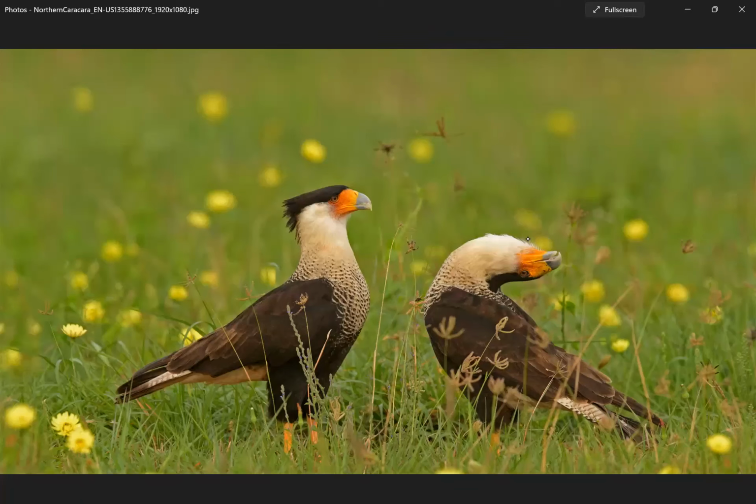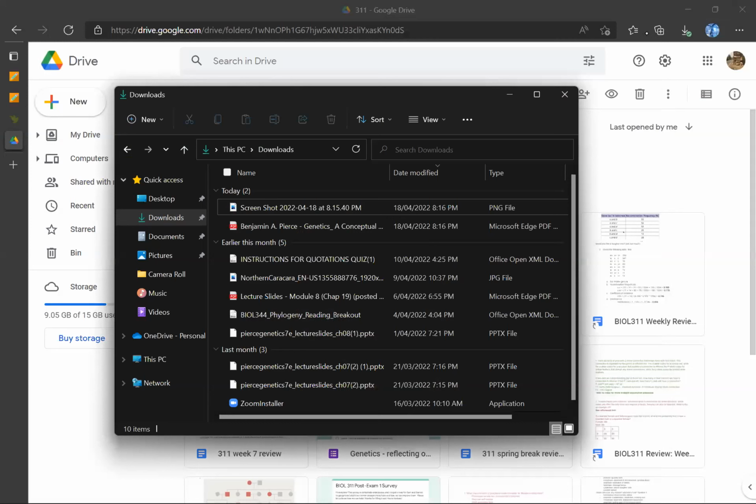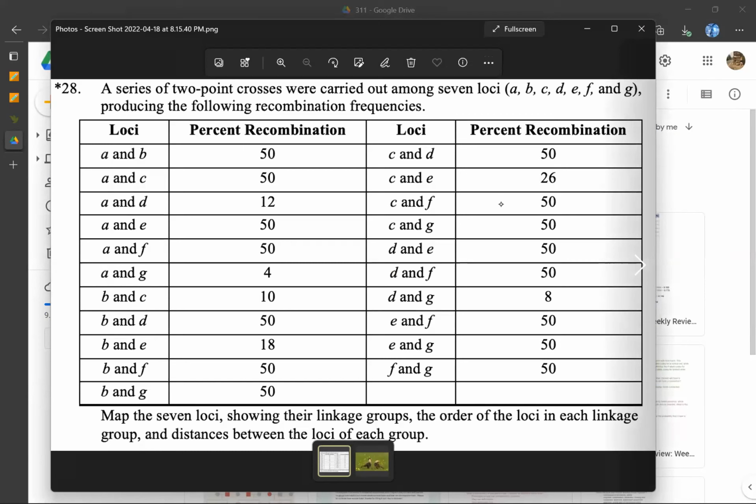What? Oh no. Where'd these come from? I love these birds, but where'd they come from? Oh no, what's happened? Excuse me. Okay. Hopefully the birds won't take over again.